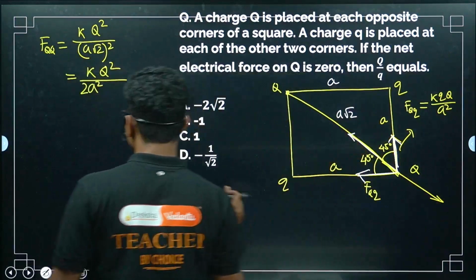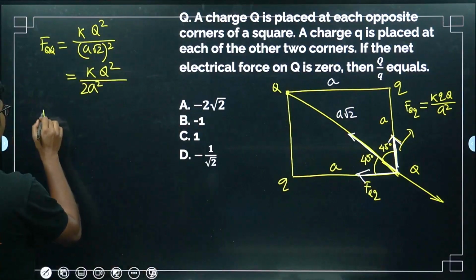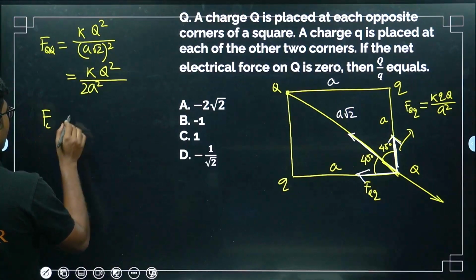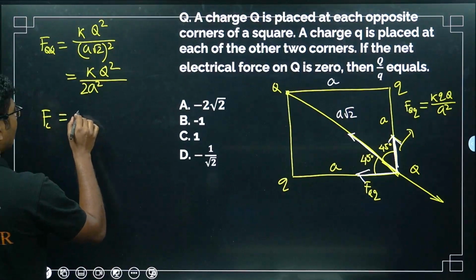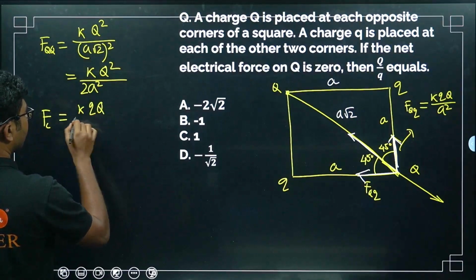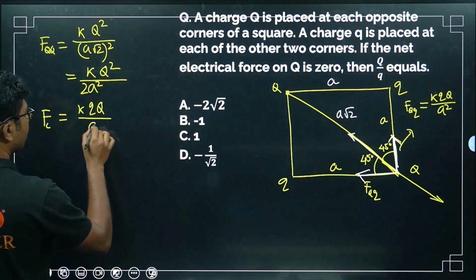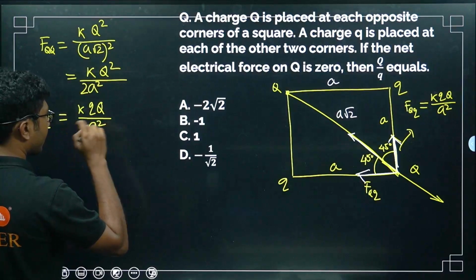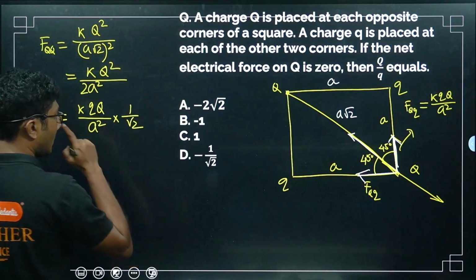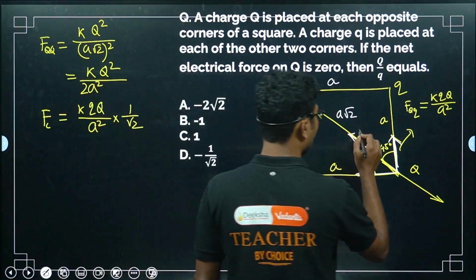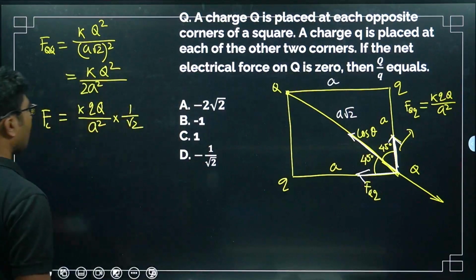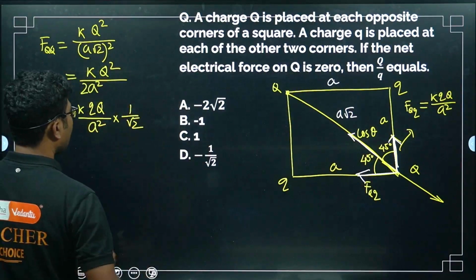Let me take one component first. Say one component is K small q capital Q divided by A square times cos 45. Cos 45 means 1 by root 2. So this is the cos component, right? It will be 1 by root 2.